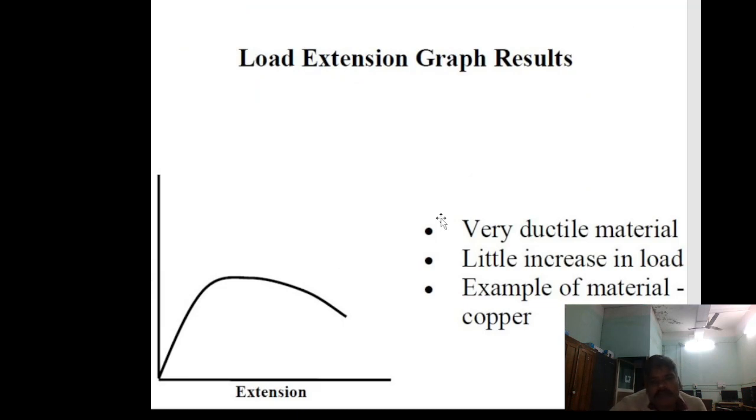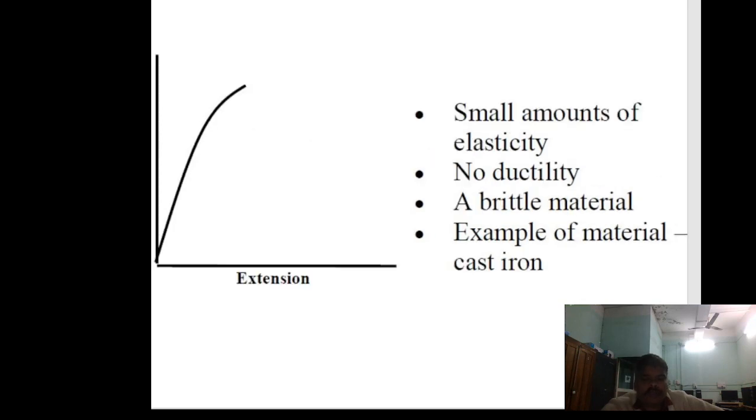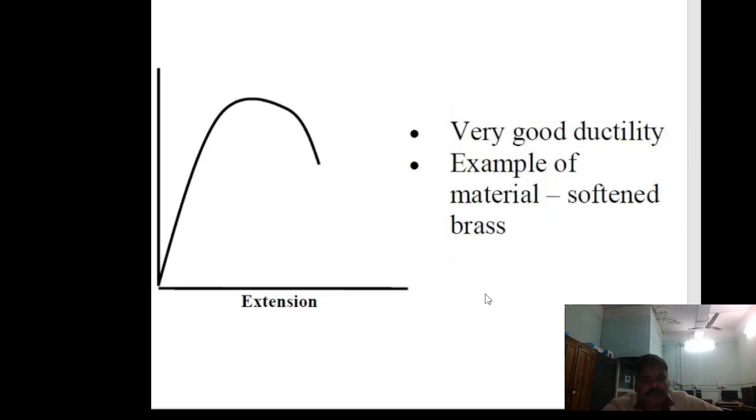Very ductile material, little increase in load. Example of material is copper. This is a load versus extension curve for copper material. This is a load versus extension curve for low carbon steel. Good ductility, defined elastic limit. This is for cast iron. It is a brittle material. There is no plastic deformation, a small amount of elasticity, no ductility. This is softened brass. Brass has very good ductility. Example of material is softened brass.